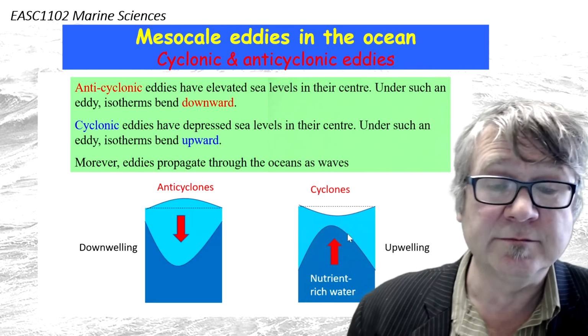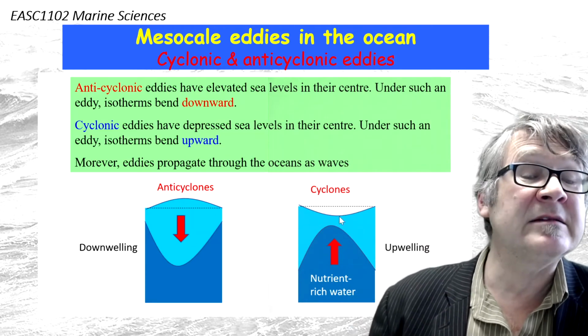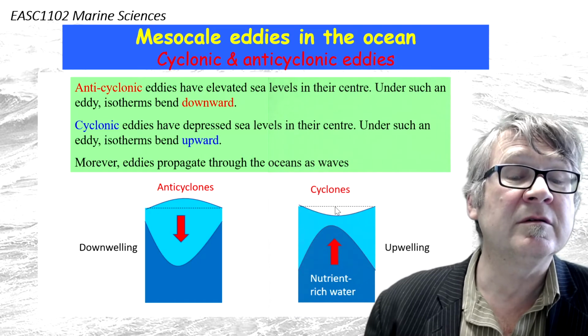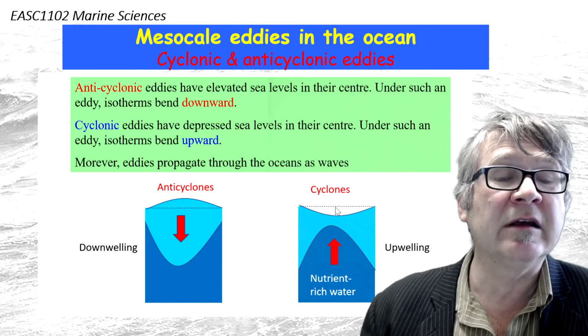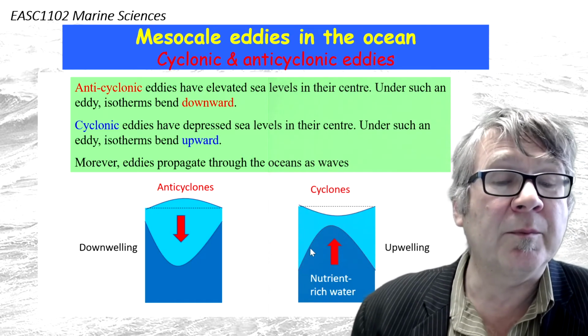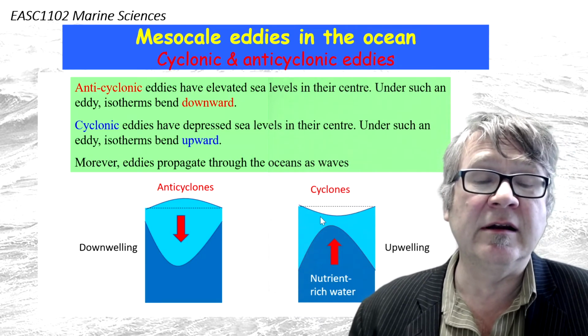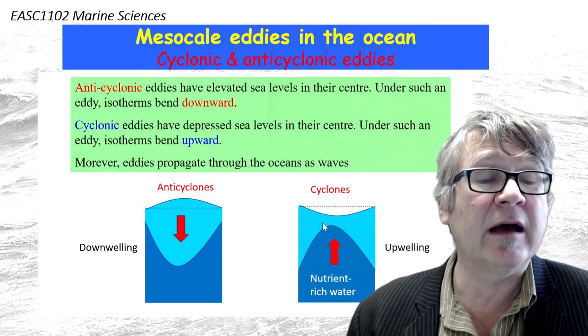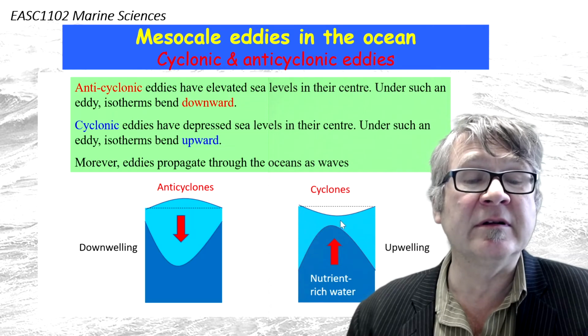The cyclone has a reduced sea level, lower sea level, but has an upwelling signature. Okay, there is an upward bending isopycnocline.